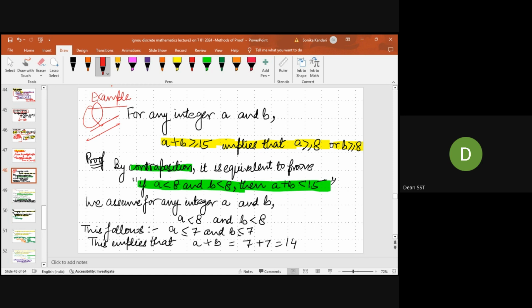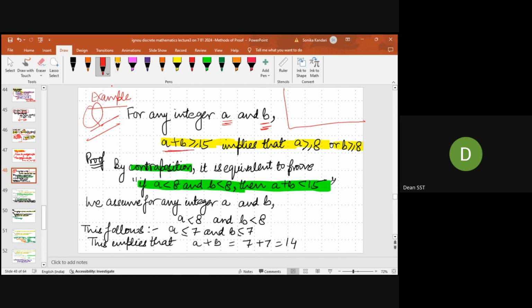Question is, for any integer A and B. And what is an integer? Can anyone tell me how we are going to represent integers? From 1, 2, 3, 4, 5? No, 1, 2, 3, 4, 5 are natural numbers. What about integers? From minus infinity to plus infinity. Yes. Fine.